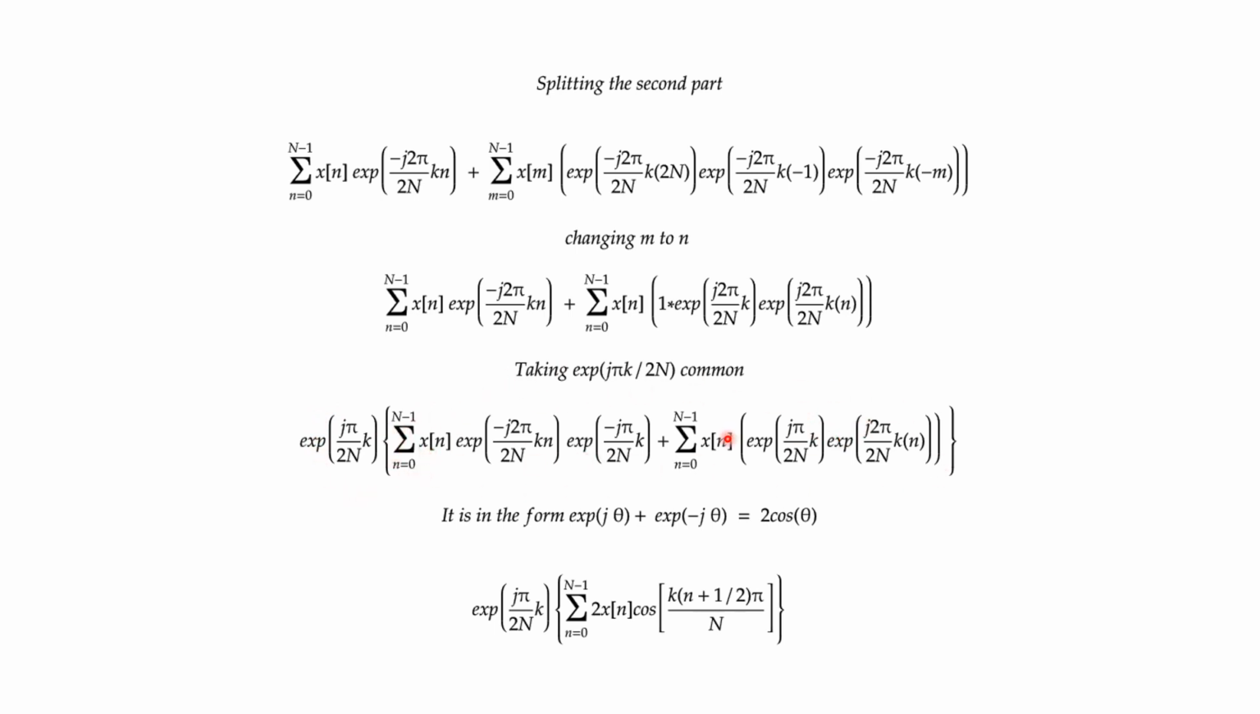So in this equation, both summation n equal to 0 to n minus 1 of x of n, summation n equal to 0 to n minus 1 of x of n, these both are common. And if you observe these terms, these are in the form e power minus j theta plus e power plus j theta. So these can be considered as 2 cos theta. So writing this whole equation as e power j pi by 2n into k, which we have taken common, into summation n equal to 0 to n minus 1 2 times x of n into cos of k times n plus 1 by 2 into pi by n.